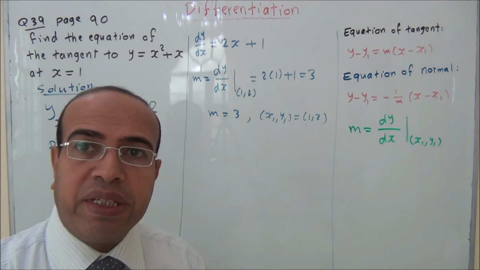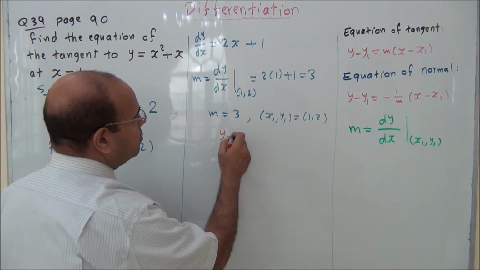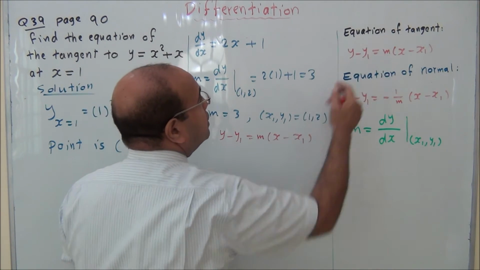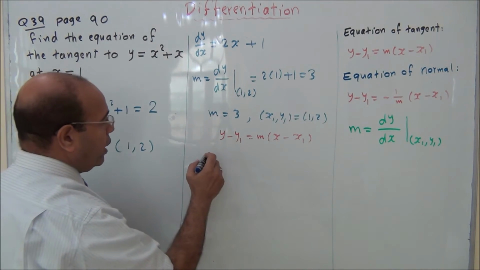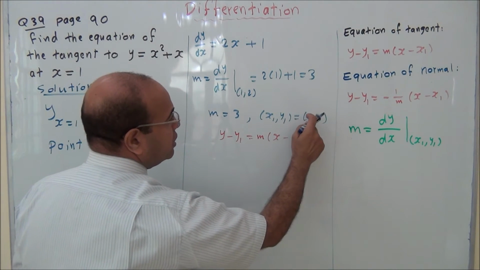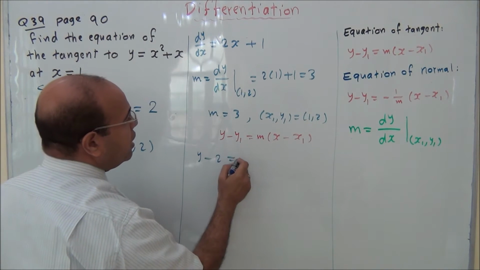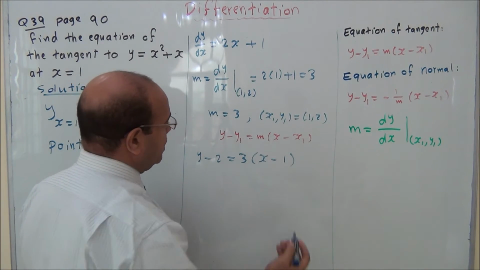The equation of the tangent is y minus y1 equals m times x minus x1. Just we do substitution. So this is y1, this is x1, this is y1. So y minus 2 equals m, which is 3, times x minus 1.